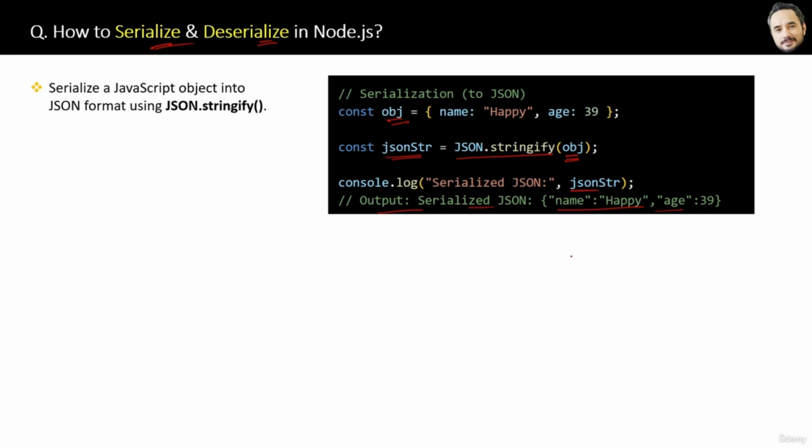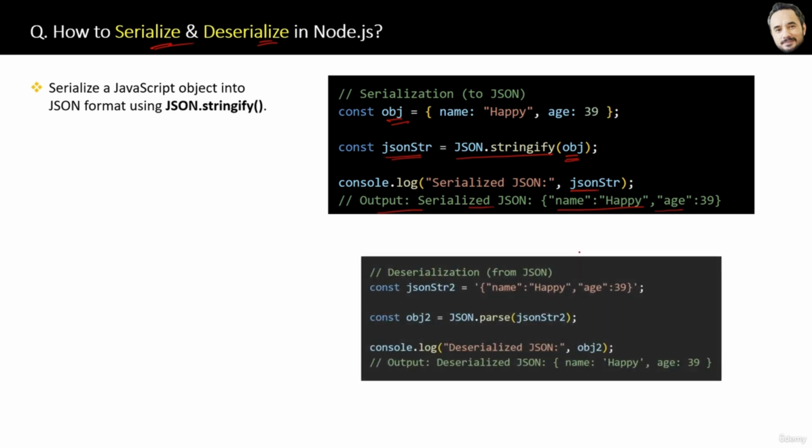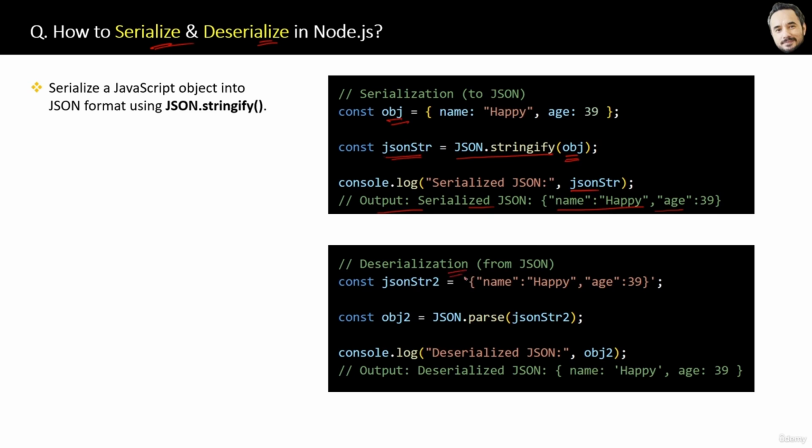Similarly, here is the code for deserialization. Here we are passing the above JSON string inside the parse method of the JSON, and as a result we are getting an object that when we print in the console, will be the output like this.